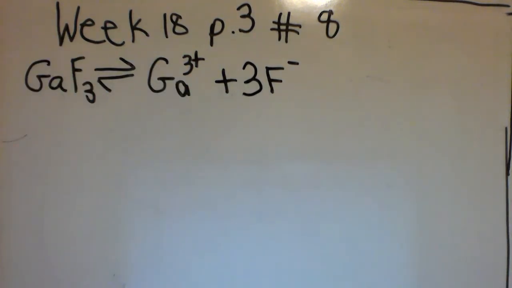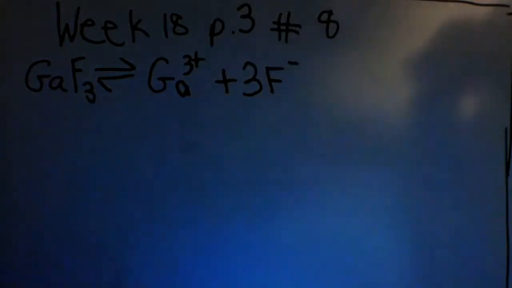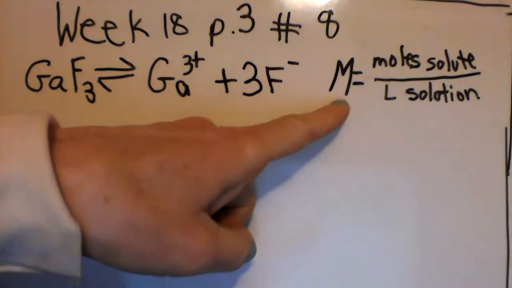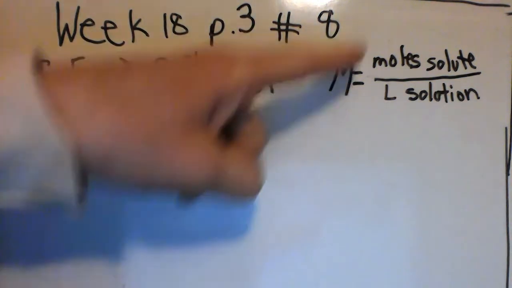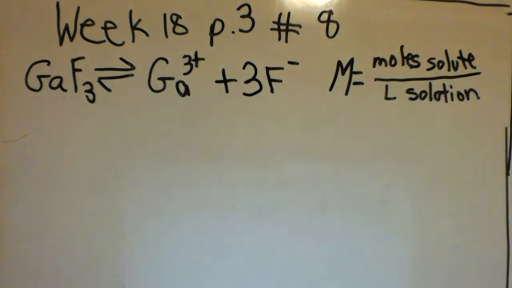We know that concentration is always measured in molarity. Therefore, we need to figure out the molarity of each of these ions. And we have the molarity equation. Molarity equals moles of solute divided by liters of solution. Now our problem gives us the amount of gallium trifluoride in grams. Therefore, we're going to have to convert the grams of gallium trifluoride to moles.